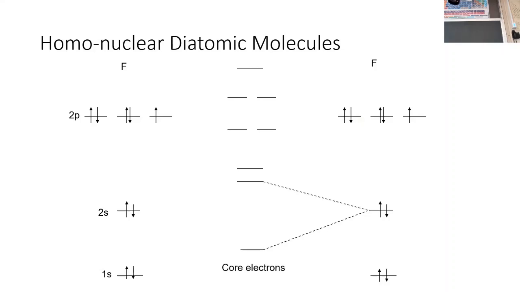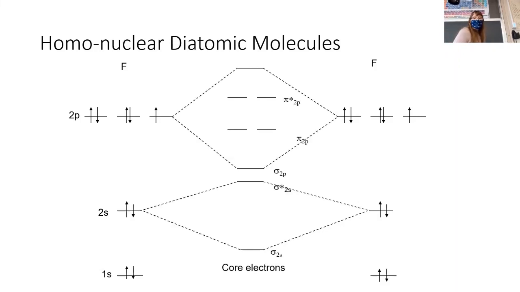Okay. So we use the sigma to designate the ones that are sigma overlap, and we use the pi to designate the ones that are pi overlap. And then I put where the orbital is coming from. So this is coming from the 2s, and this one's coming from the 2p. All right, and then remember the star means that it's antibonding. Okay, so now we have the diagram, and we're going to fill in the middle.